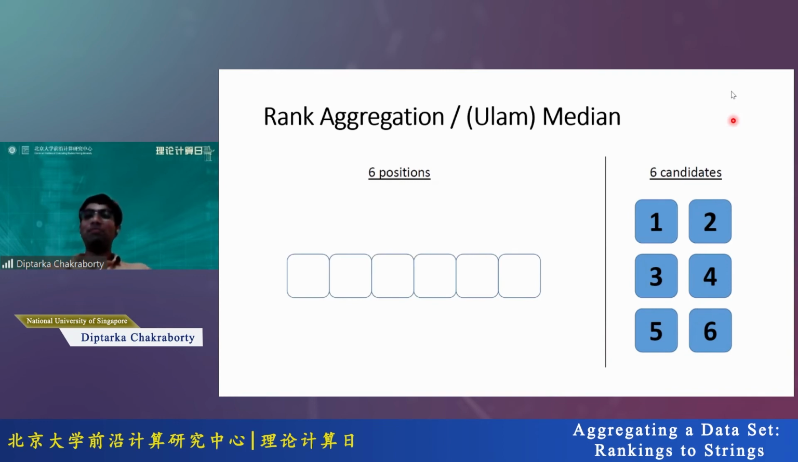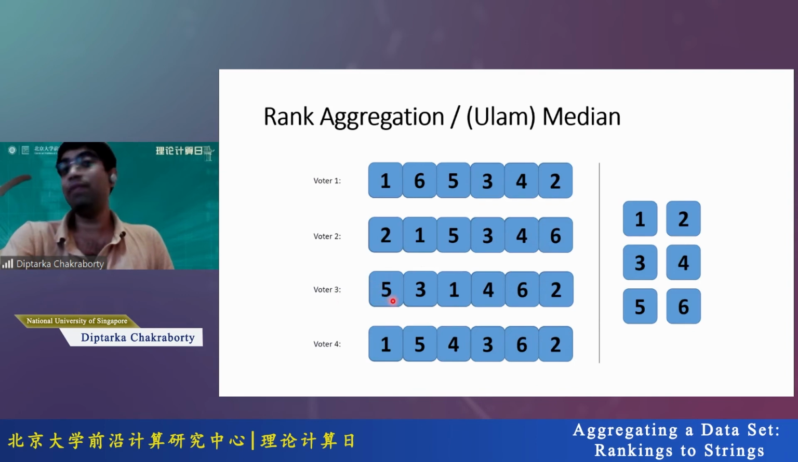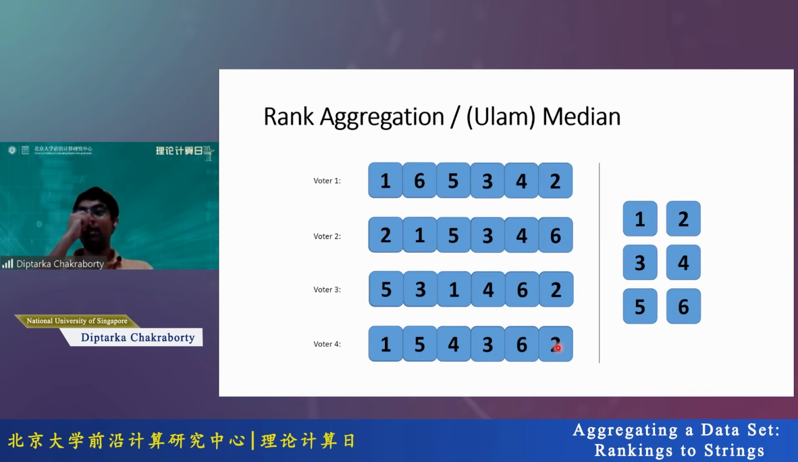For example, suppose there are six candidates and four voters. They give completely different rankings among the six candidates. Maybe the first voter prefers one over six, then five, then three, then four, then two, whereas voter two prefers two the most, then one, then five, then three, then four, then six, and so on. Voter three prefers five the most, then three, then one, then four, six, two, and voter four similarly.